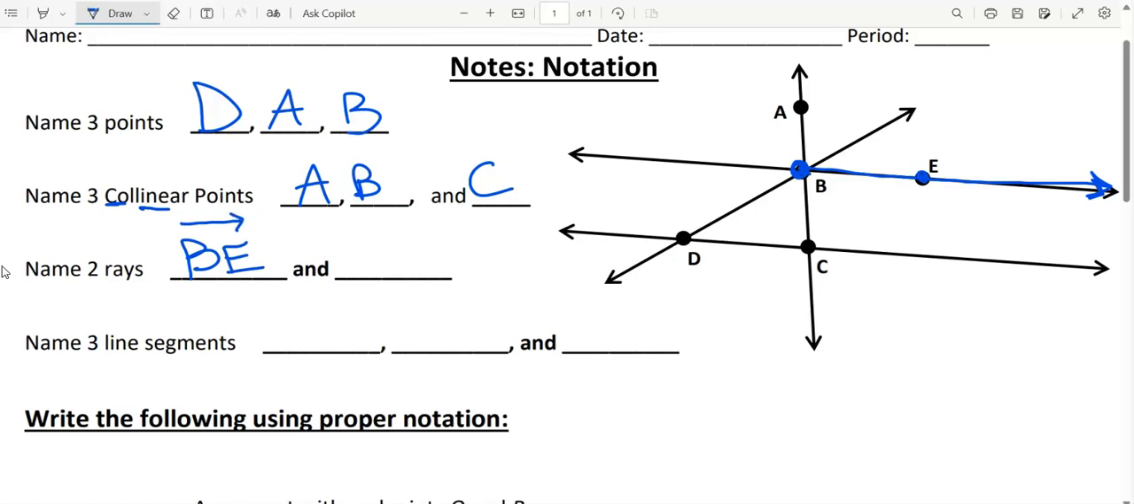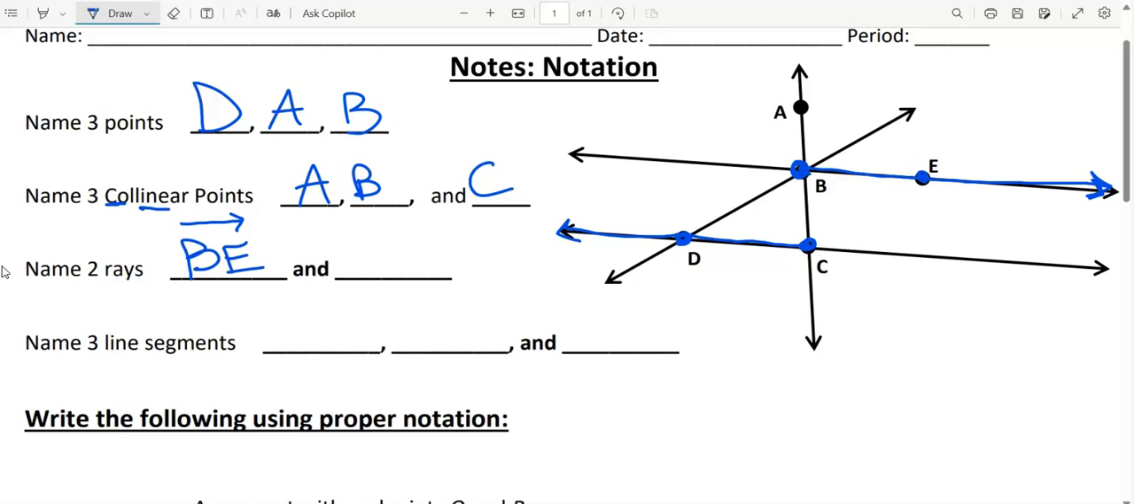A ray. A line going with one arrowhead to the right, okay? Let me reemphasize that it must be pointing to the right, and your first letter has to be the endpoint that you start at, okay? So let me show you another one. What if we started at C and went towards letter D? Now here's my question. Would you name this ray DC or CD?